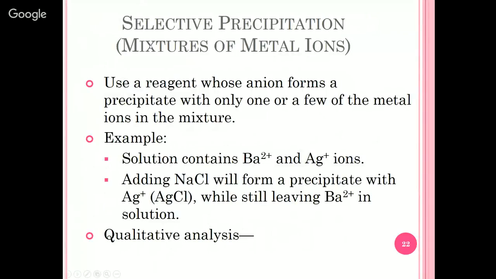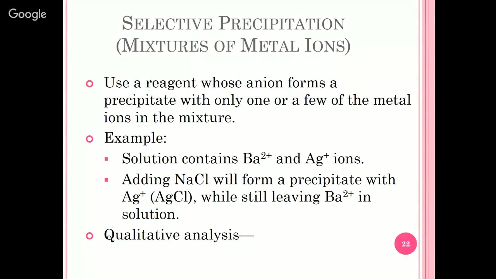So, selective precipitation. We can look at precipitating out metal ions, and we do this based on what things are insoluble. When I add a particular solution, what will precipitate out? Some things don't precipitate out as chlorides. Iron will not precipitate out with chloride. Iron will precipitate out if I have a basic solution, or I can precipitate out iron as a sulfide.